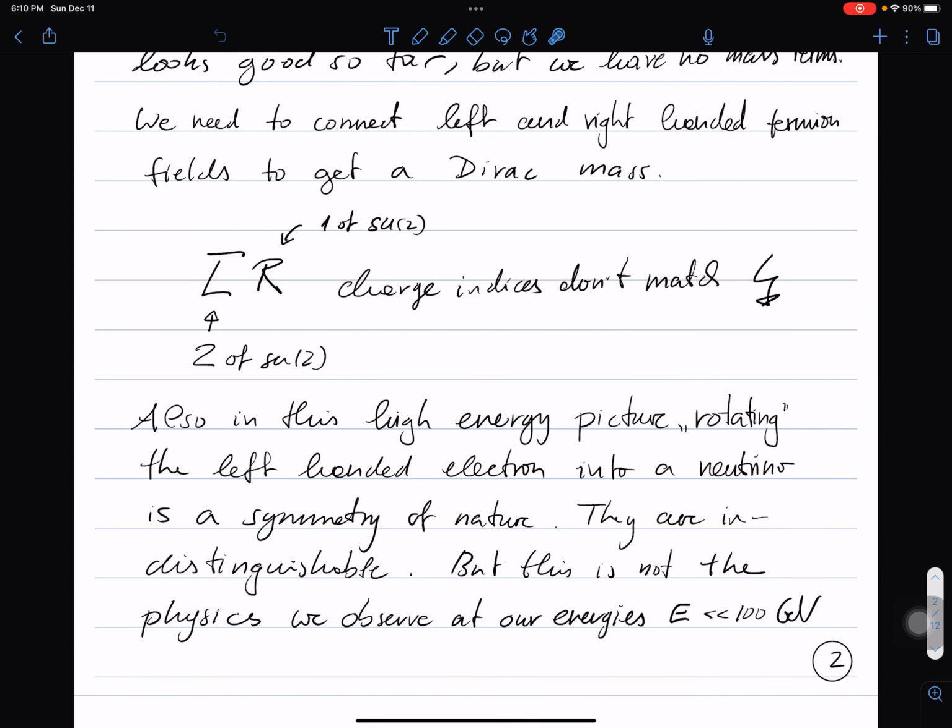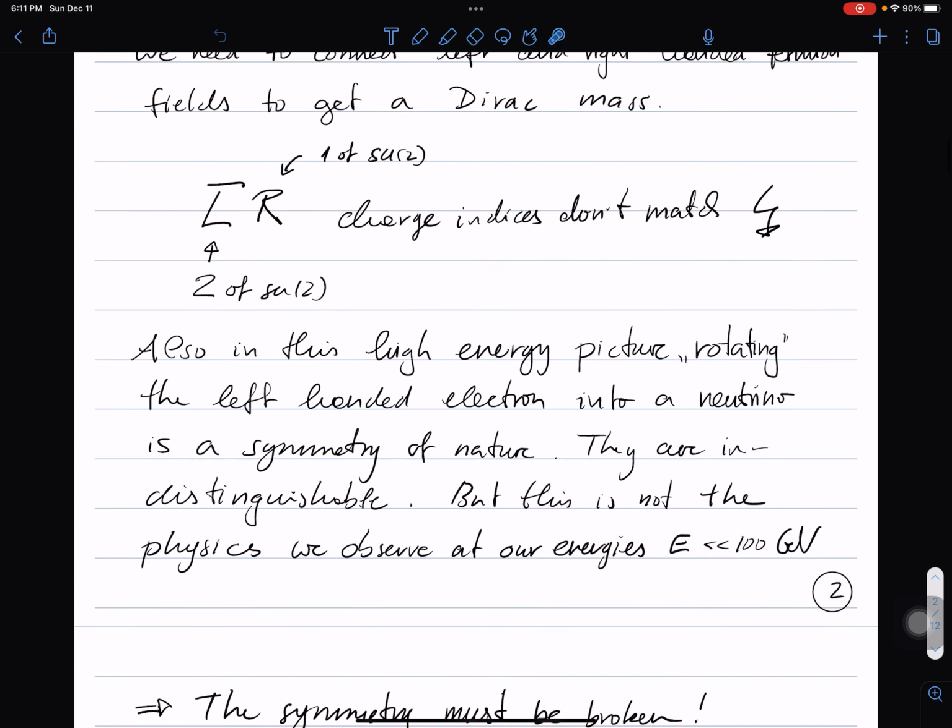So if we write down a left-handed and a right-handed field here, L bar R, this is not okay. The internal charged indices don't match. This is a doublet of SU2, basically a two-component object, and this is a one-component object. We can't combine them in a meaningful way in the Lagrangian, such that the total Lagrangian is actually an invariant of the SU2 interaction. The SU2 symmetry, so to speak, forbids the mass terms for the fermions. It doesn't allow them at first glance.